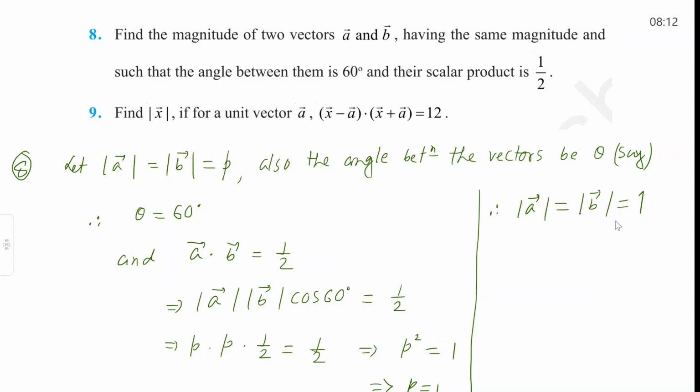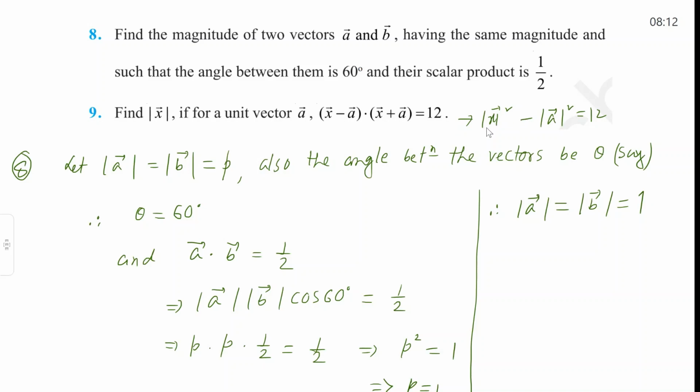Then question number 9, find x if for a unit vector a this product is equal to 12. So unit vector means modulus is equal to 1. So actually x bar minus a bar and x bar plus a bar will give us for this question mod x bar square minus mod a bar square is equal to 12, but this is 1 only. So mod x bar is equal to 13. This is 1 because it is unit vector given in the question.